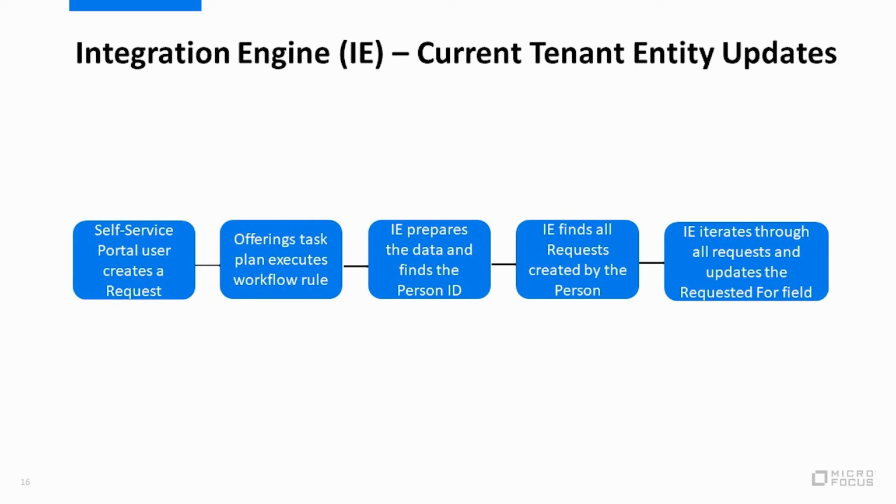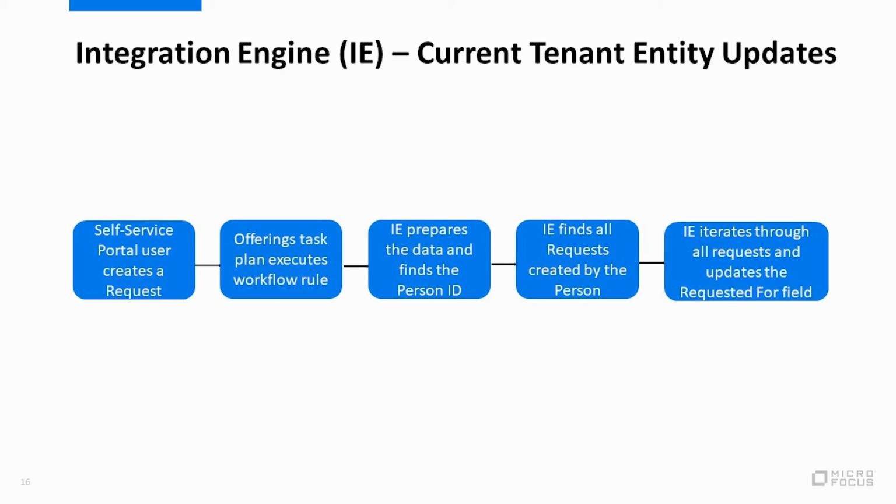So the last integration engine use case we're going to provide is one dealing with current tenancy entity updates. So the idea is that we want to use the integration engine to be able to update other entities within the same tenant. So the use case that we've come up with is where we're going to use one request, and it's going to trigger the integration to update multiple other requests. So this wasn't possible in the past, but now with the new features, we'll be able to do this.